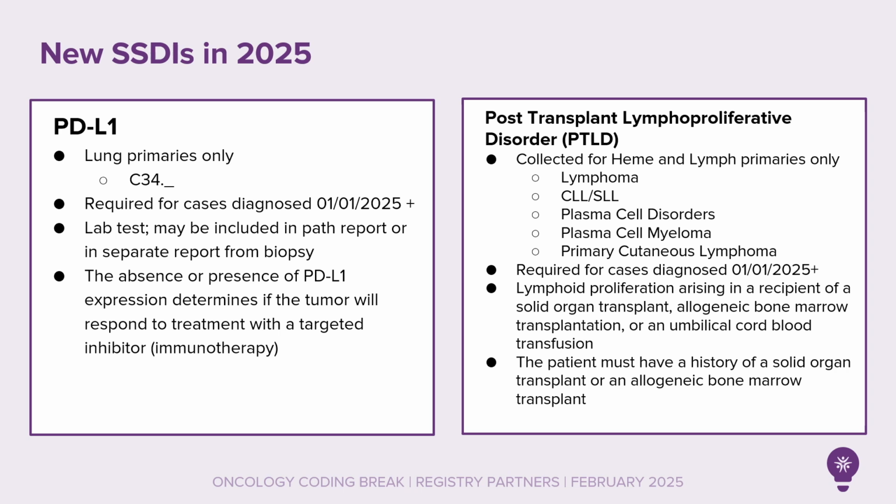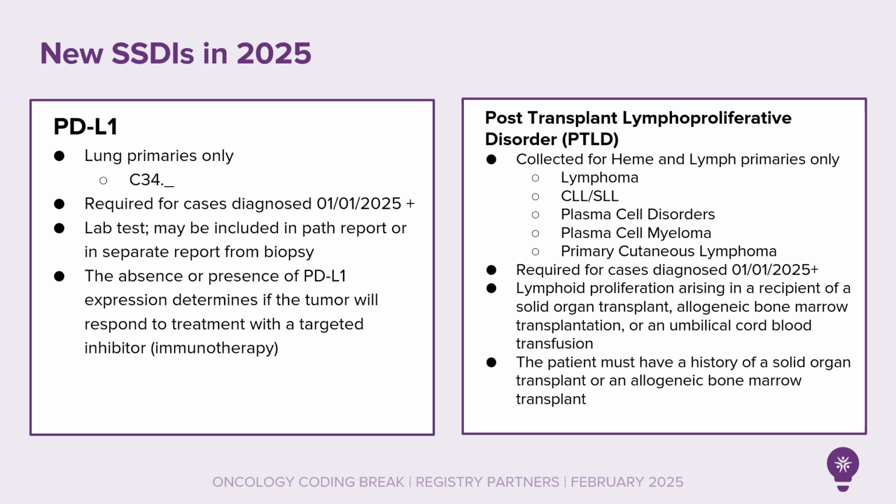There are two new SSDIs for 2025, PDL1 and PTLD. PDL1 is for lung primaries only, or the C34 primary site. It's required for cases diagnosed January 1st, 2025 and forward. It is included in the lab tests and may also be included in the path reports or in separate reports from biopsies from the specimens of primary lung cancer. The absence or presence of PDL1 expression determines if the tumor will respond to treatment with targeted inhibitors such as immunotherapy.